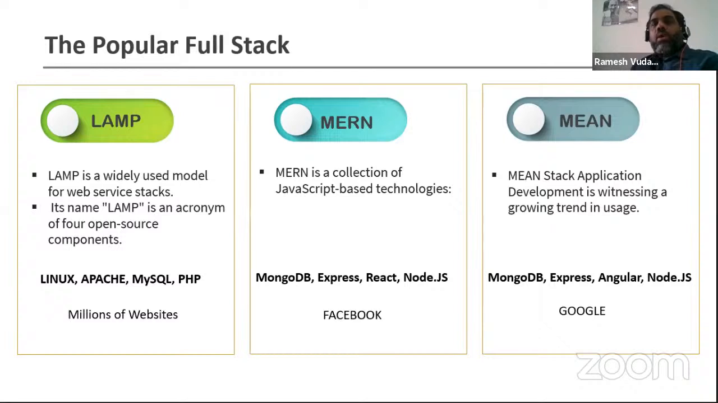And the other one is the MEAN stack, which is popular for Google. So it is MongoDB, Express, Angular, and Node.js. Only the front end framework is changed. Facebook uses React, whereas Google uses Angular. So that's why if you are familiar with one of these tools, then you can be a full stack developer.